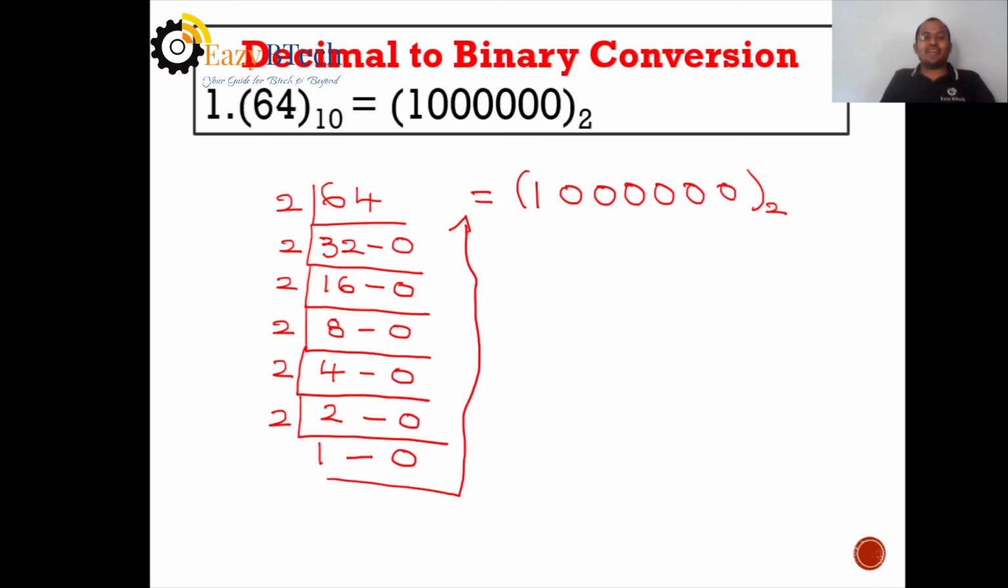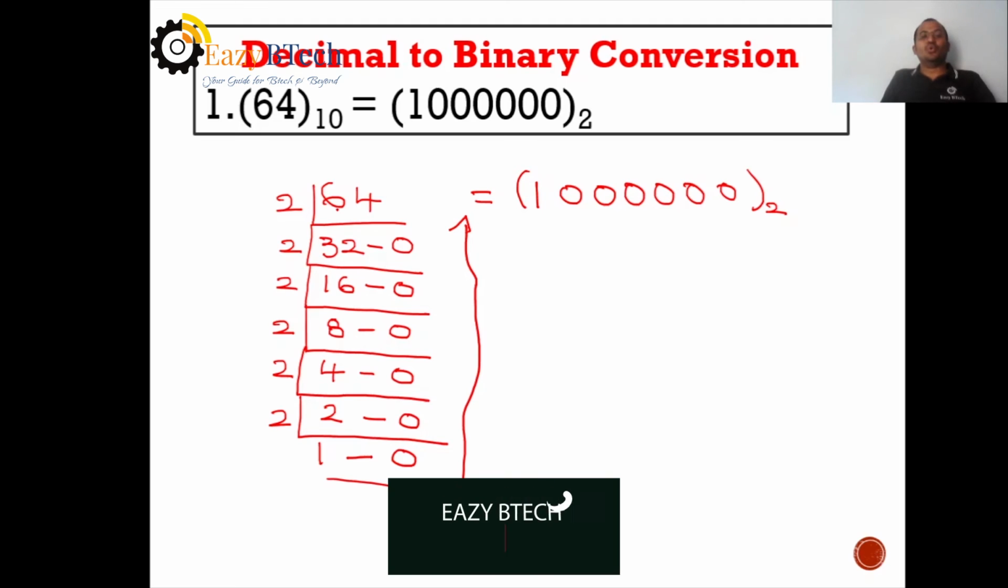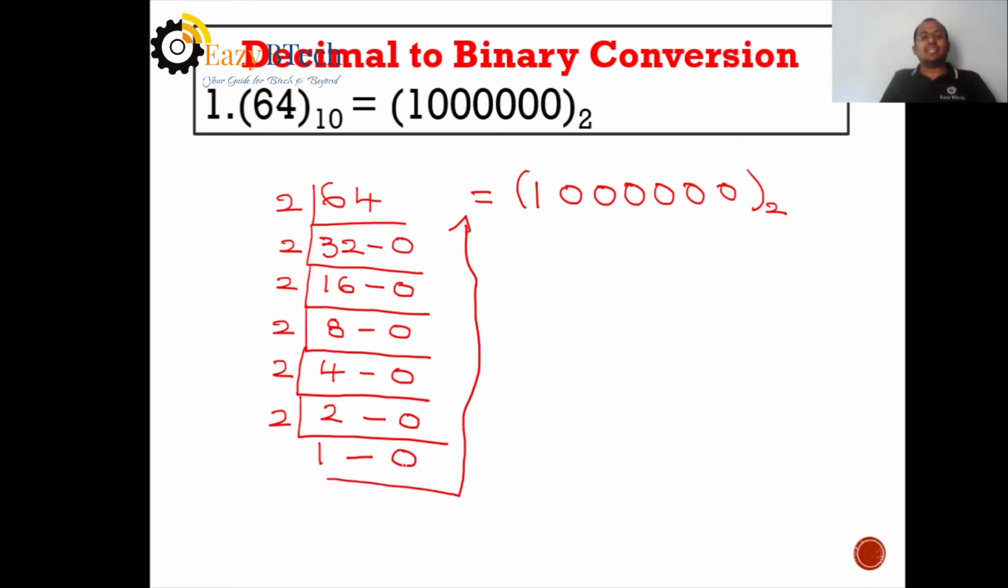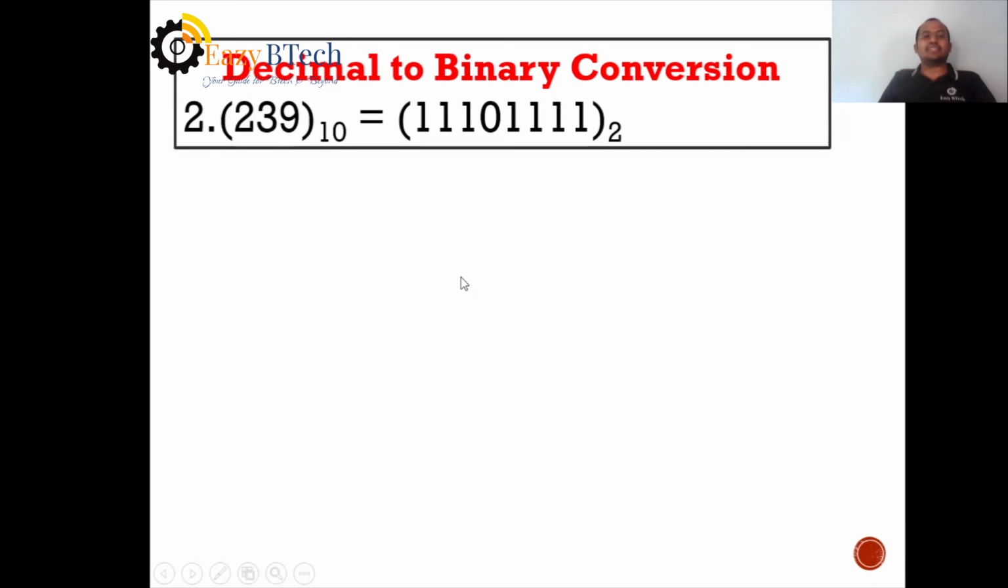So what we have done, we have repeatedly divided the given decimal number by 2 till the division is not possible, and we have written the remainders in the reverse order. Is it clear? And next we will see one more example. The given decimal number is 239. So divide 239 by 2.